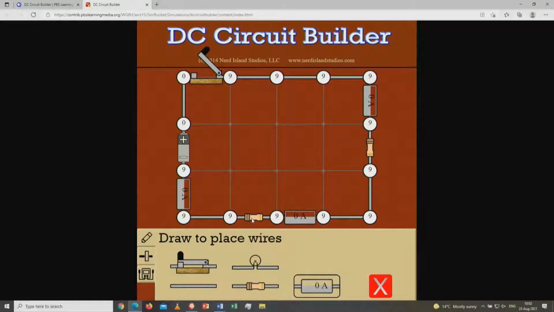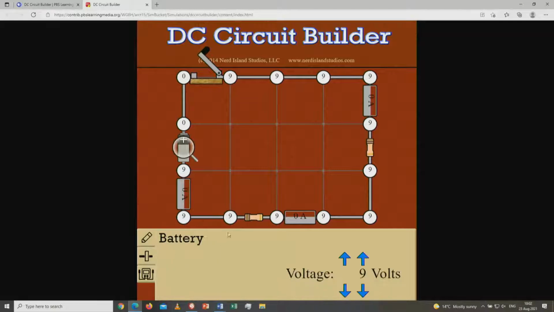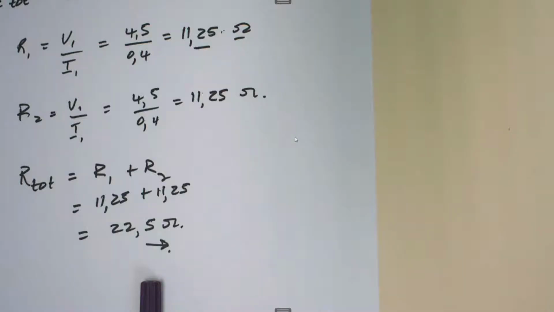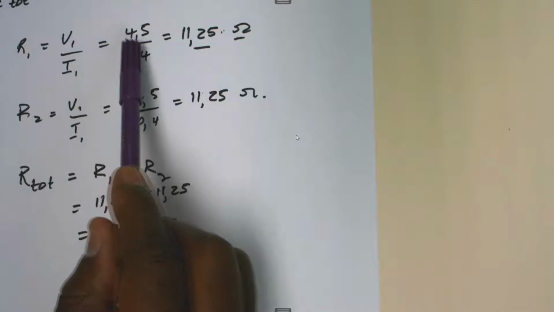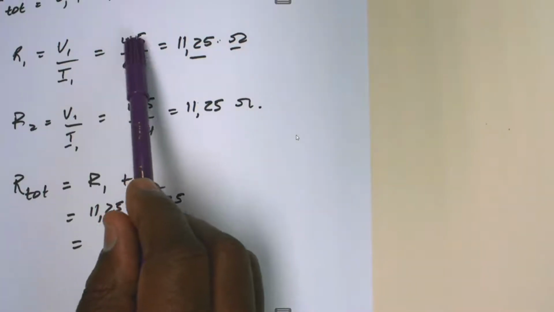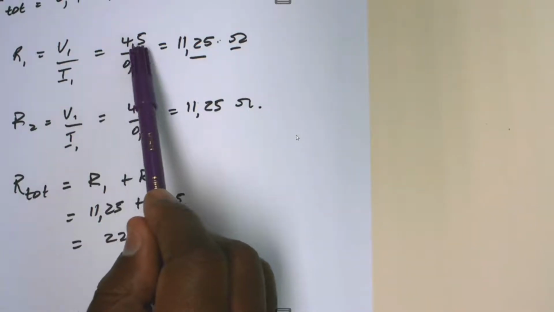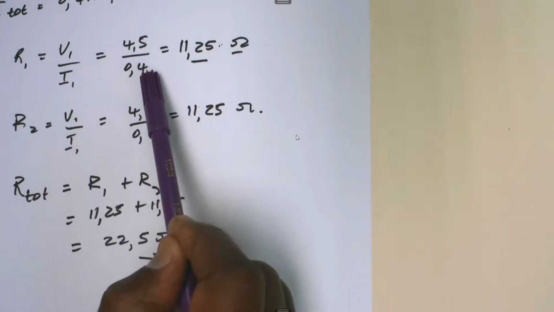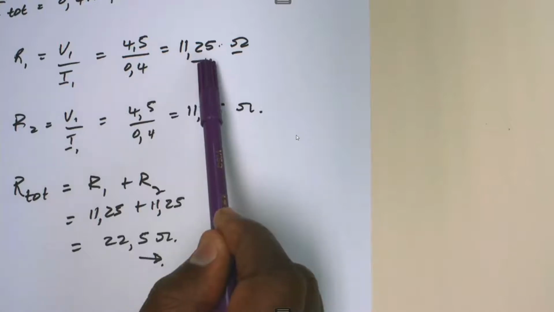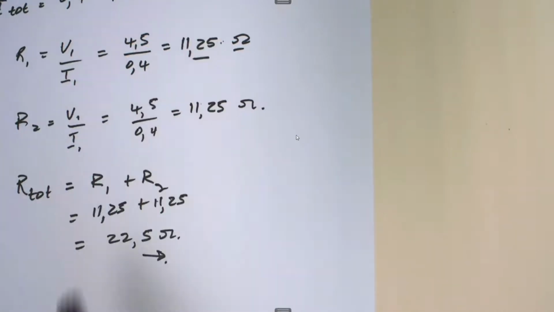If we look at the resistance of this resistor, it is actually 10 ohms. So in our calculation, using the potential difference of 4.5 volts and the current of 0.4 amperes, we find the resistance to be 11.25. You can check that.